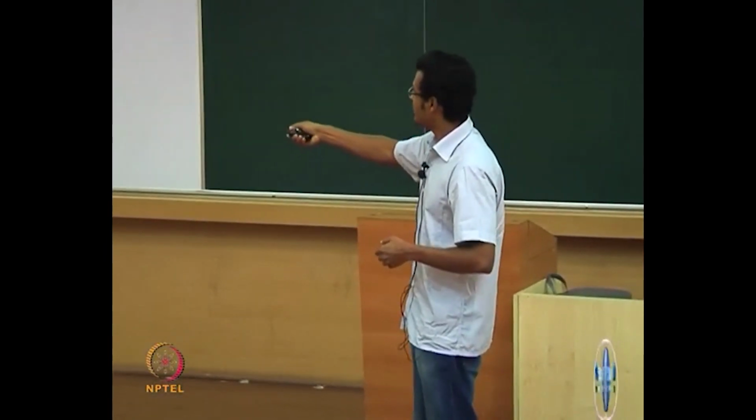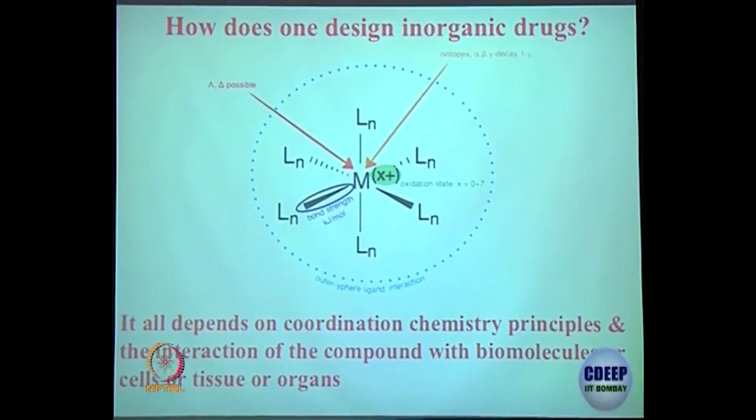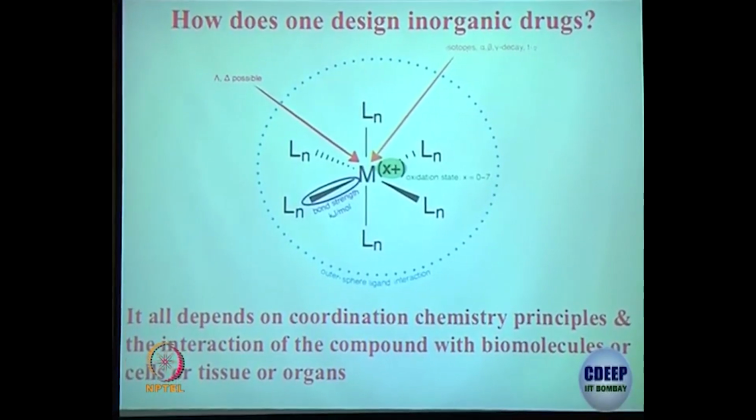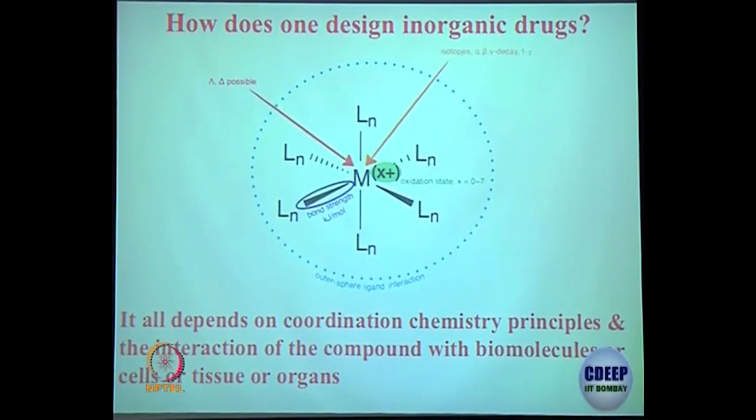So it all depends on coordination chemistry principles and the interaction of the compound with biomolecules or cells or tissues or organs. Sometimes amino acids are there and in between some metals are there. The role of the metal could be different. Sometimes what the metal does is very simple, the metal can hold different protein backbones together. How? Because the metal can have ligands.